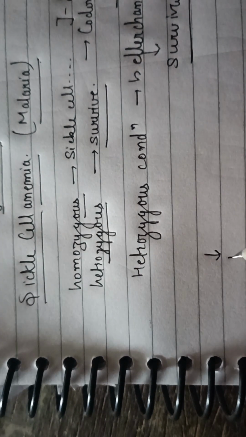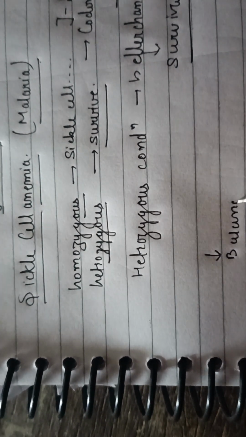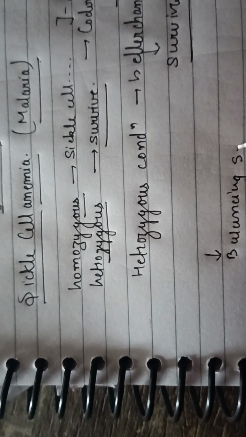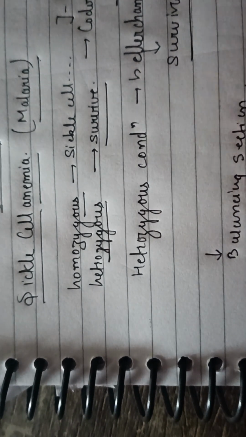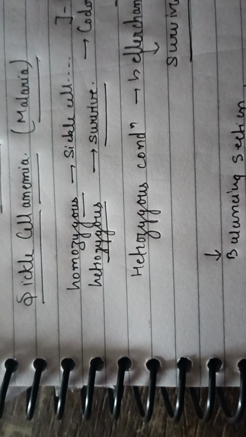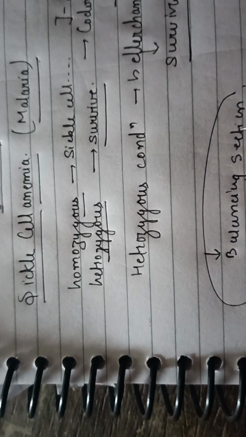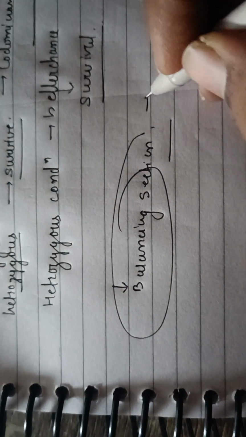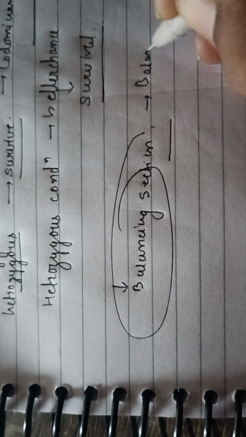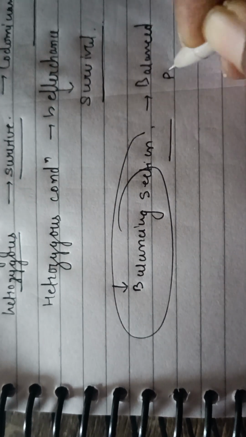It's basically balancing selection. It means the preservation of genetic variability is maintained by selection of heterozygotes, which is balanced polymorphism. So it's basically balancing selection or balanced polymorphism. But this kind of balancing selection is found very rarely in nature.